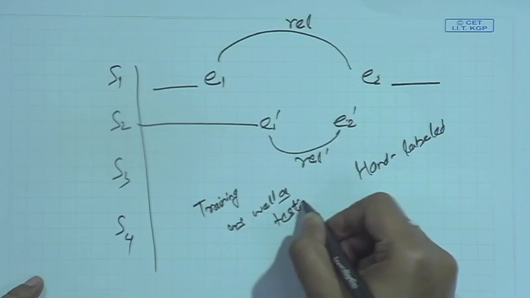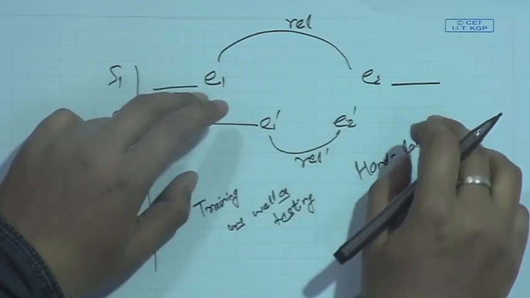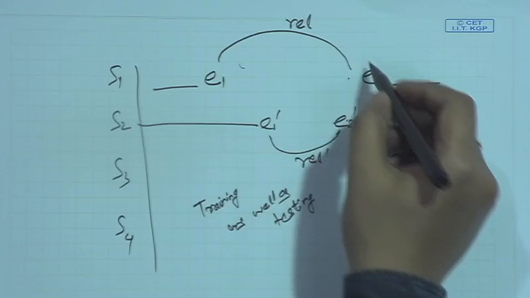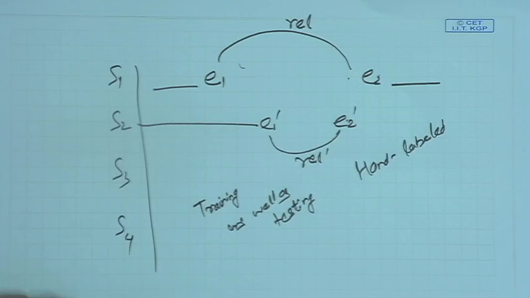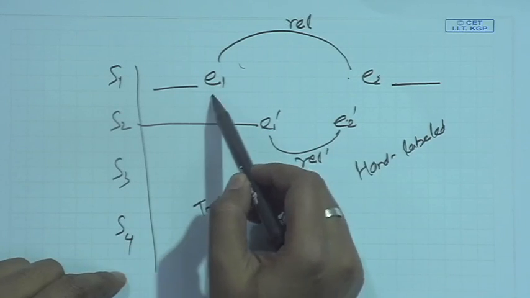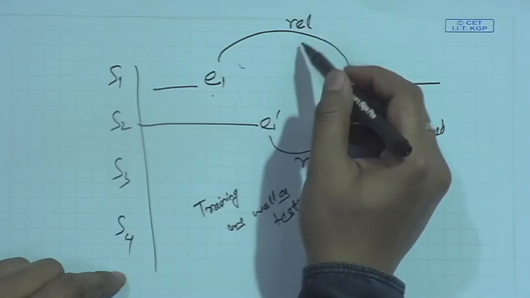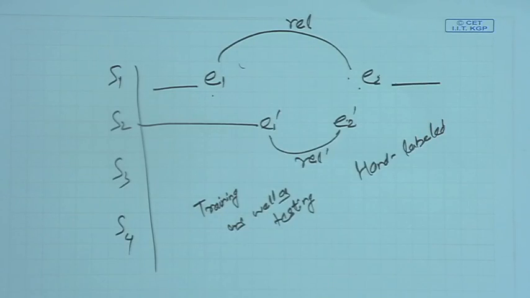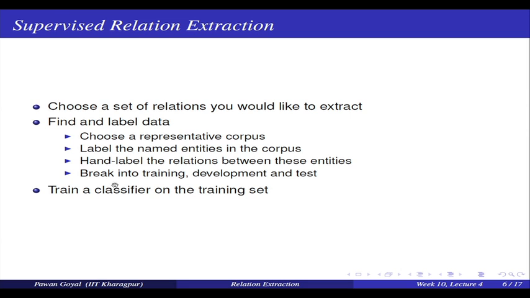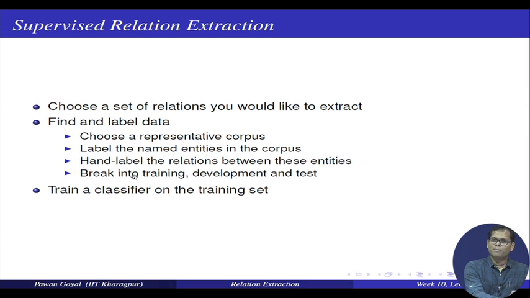So you will train your system using, okay, in this sentence, if these are the entities, this is the relation between them. So in a new sentence, suppose two entities are there, is there a relation between them. So this can be some machine learning model that you can build by using this gold standard. And then you will break into training, development and test. That is the usual practice in machine learning. And then you will train a classifier on the training side.